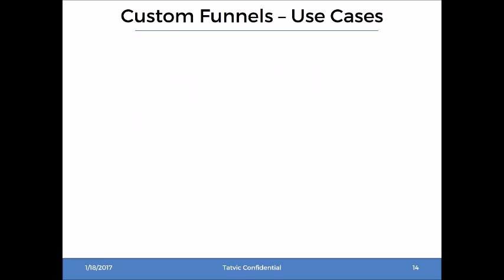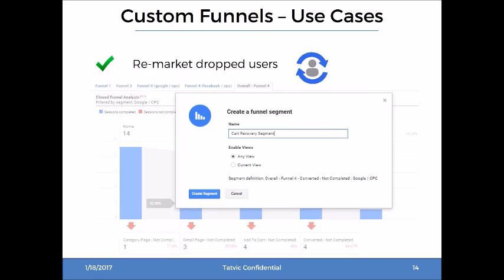Now is the time for some action. When you want to take actions based on funnels, you can actually remarket to a list of dropped off users. To create a segment out of the funnel dropped off users, you can click on the red arrows, like converted but not completed. When you click on these arrows, you can create the segment and then export these segments to your favorite remarketing tool like DoubleClick or AdWords and then start remarketing to these users.